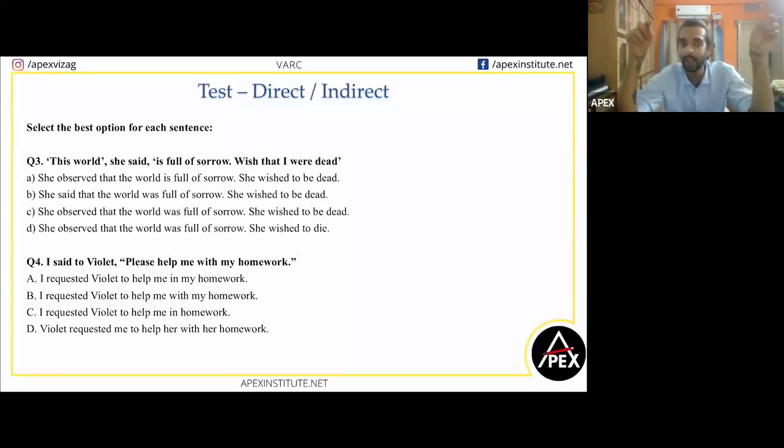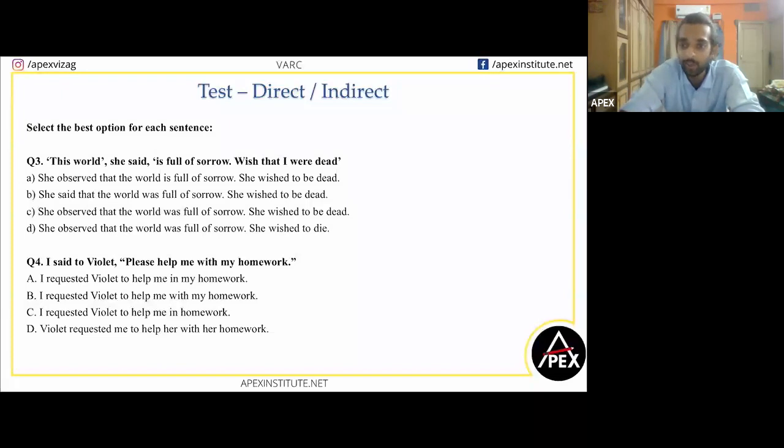See, this becomes that. Yes, because it's a universal truth. This world is full of sorrow. It was full of sorrow yesterday, it's full of sorrow today, it will be full of sorrow tomorrow also. It's a universal truth, no? No, it's not a universal truth. Rishi, you're the one who said is and question mark.